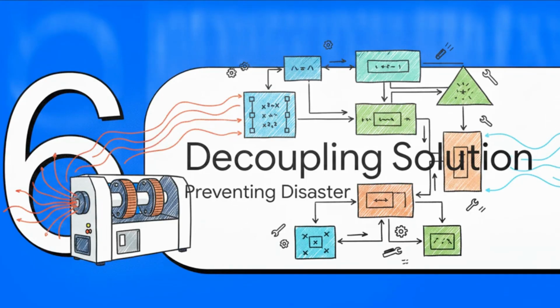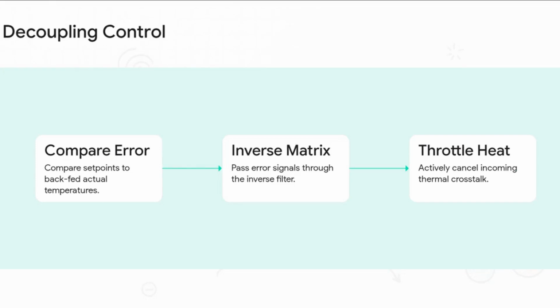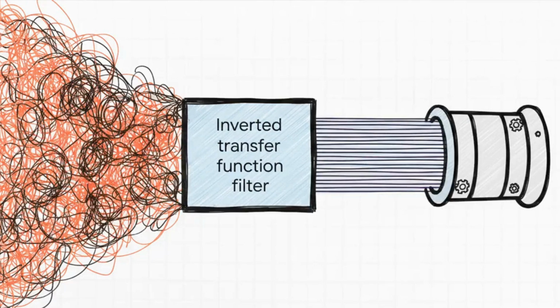Finally, step 6, the MIMO decoupling solution. By integrating a decoupling matrix into the control loop, we basically build an active defense mechanism. Step 1, we take our target set points and compare them with back-fed spatial temperature measurements. Step 2, we pass those signals through a parallelized multivariable array, specifically a feed-forward decoupling matrix. And step 3, this allows the system to proactively throttle down adjacent heaters the exact millisecond a neighboring zone begins an operational transition. The paper's ultimate goal is brilliantly realized right here.